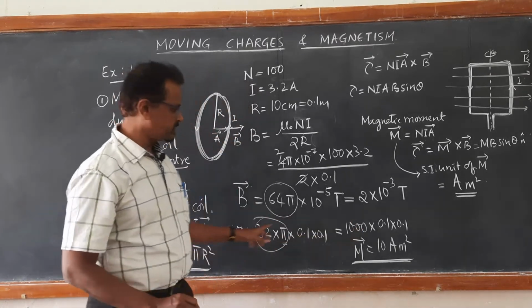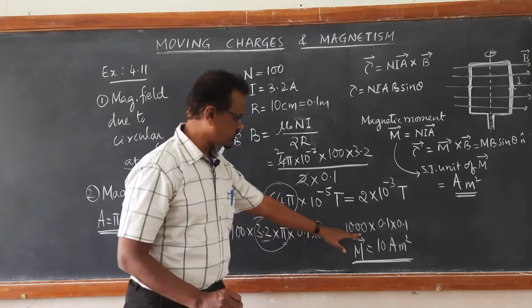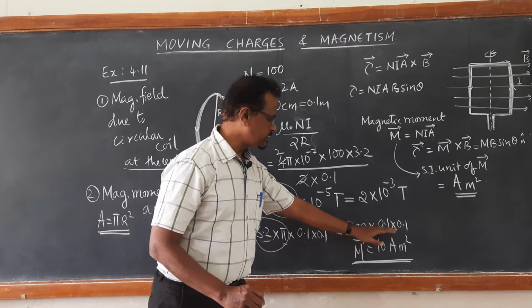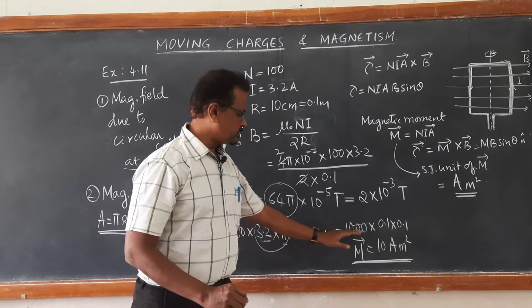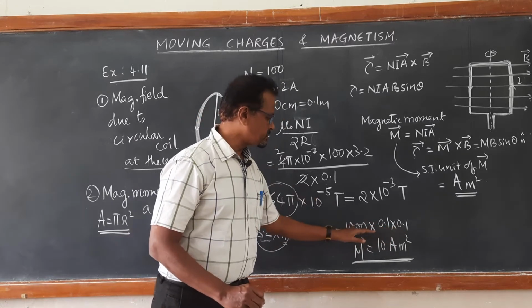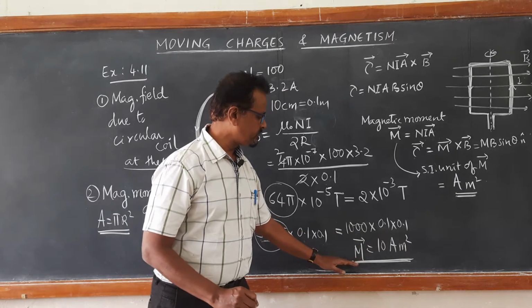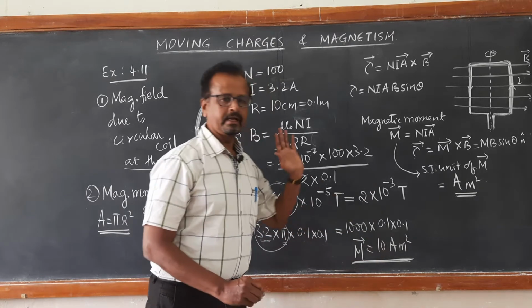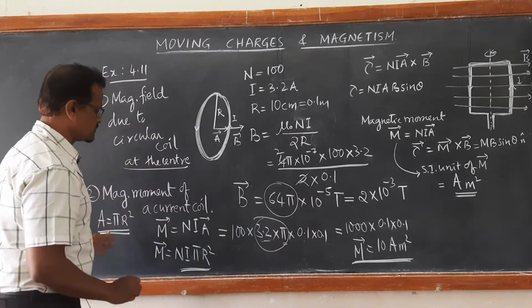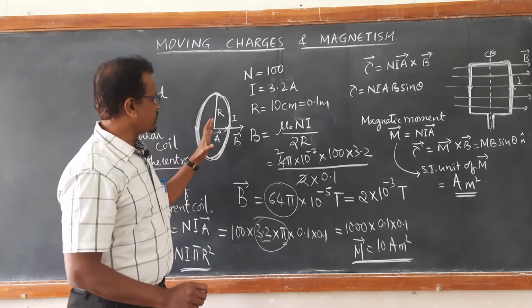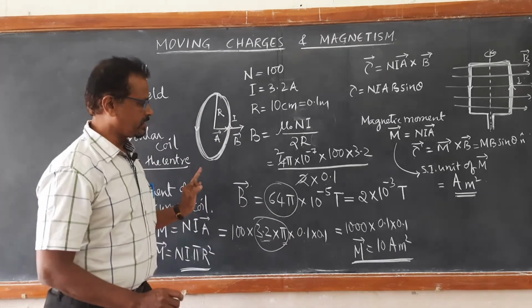10 into 100 becomes 1000. 1000 into 0.1 into 0.1. So, that 100 cancels with 2 zeros of this 1000. So, you are left with magnetic moment equal to 10 ampere meter square. So, this is the magnetic moment of the circular coil.